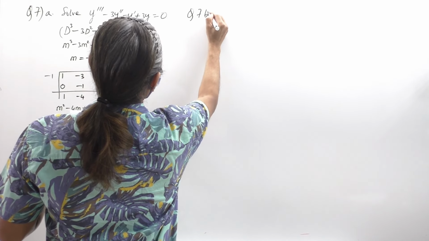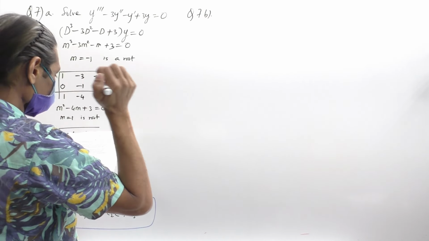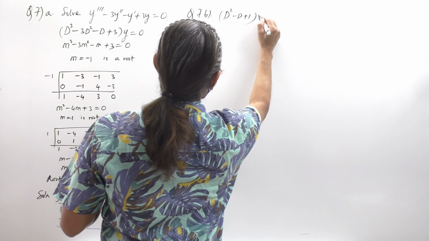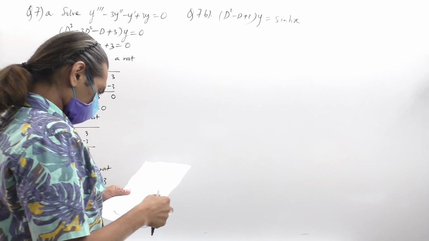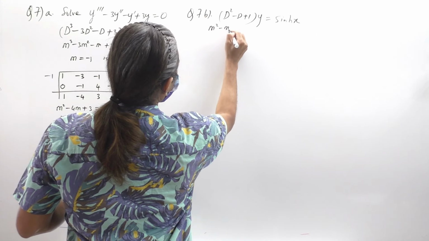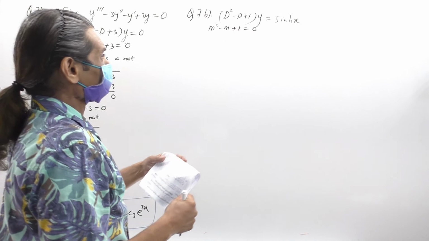Question 7b. It is (D square minus D plus 1) into y equals sine hyperbolic x. So let's solve this question. Again we have m square minus m plus 1 is equal to 0. So we'll use the calculator to find the roots here.